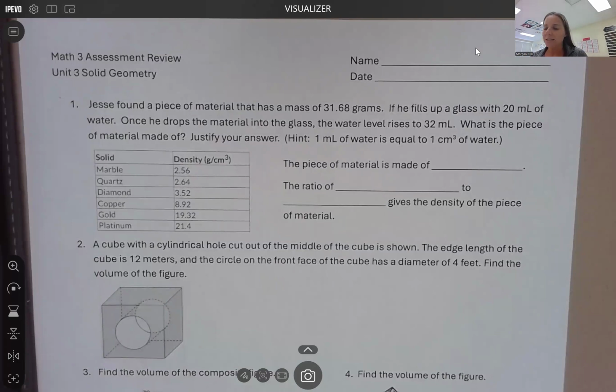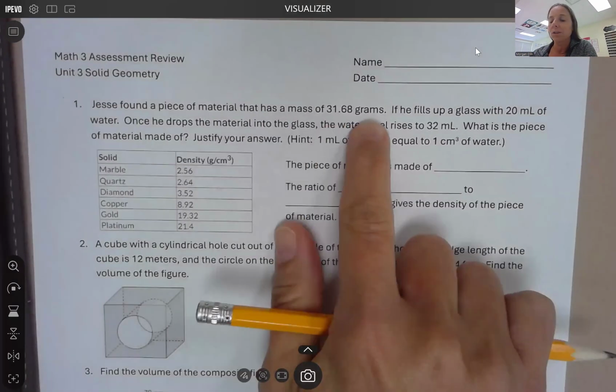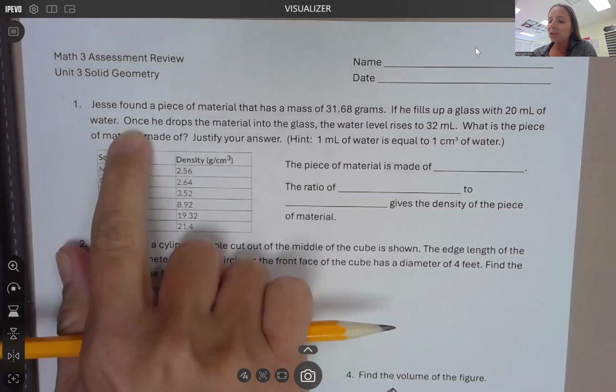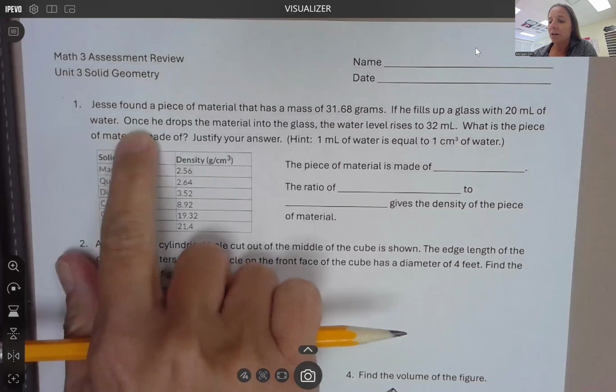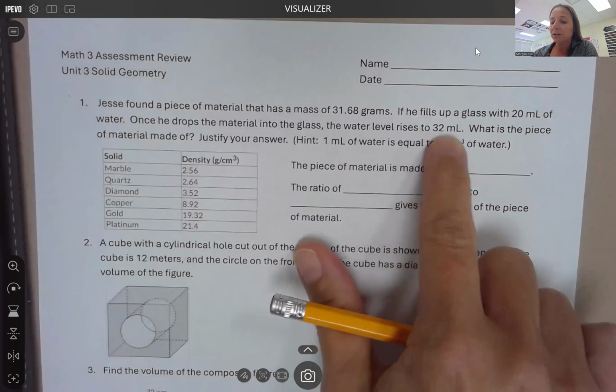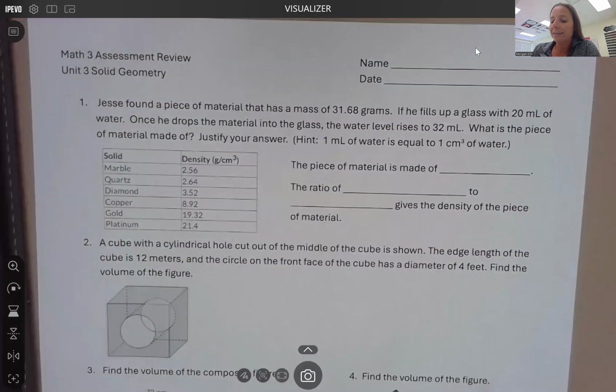All right, number one, Jesse found a piece of material that has a mass of 31.68 grams. If he fills up a glass with 20 milliliters of water, once he drops the material into the glass, the water level rises to 32 milliliters. What is the piece of material made of? Justify your answer. Okay, so here we're talking about density.